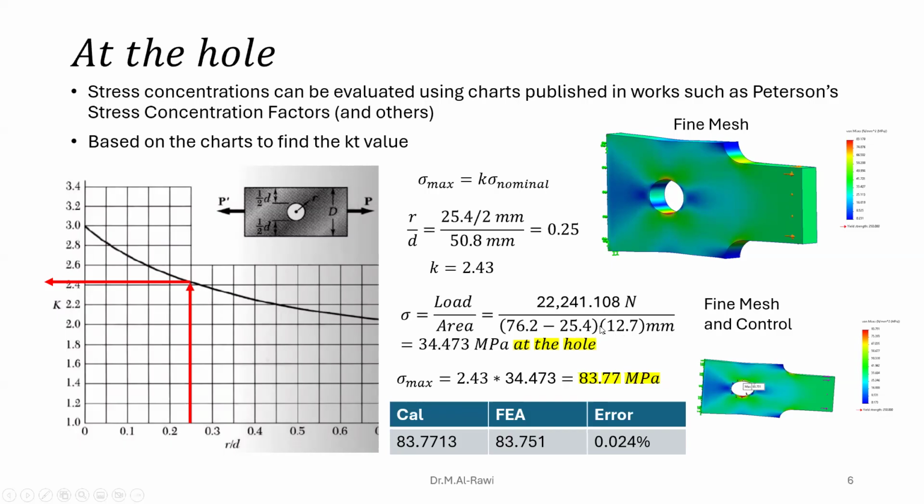But we also need to take the thickness, because it's an area. We only took the longitudinal length. We need to take the width as well, which is 12.7 millimeters. You will get a value of around 34.473 megapascal at the hole. We multiply that nominal stress by 2.43, which we found from the chart, and you get 83.77 megapascal. My analysis for that one was 83.17 megapascal for the fine mesh, and for the fine and control mesh, I got 83.751.